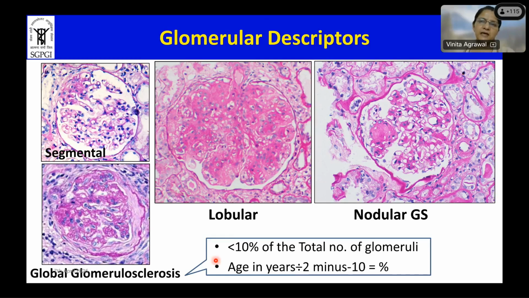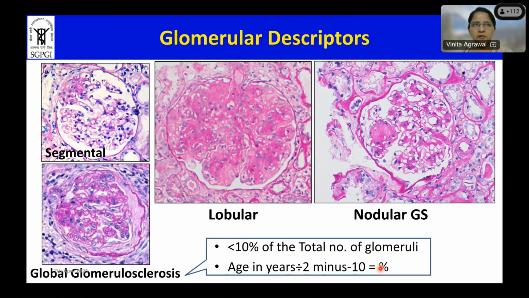So generally speaking, less than 10% of the total number of glomeruli should be sclerosed, or if the age is more, you can decide based on this. So for example, someone is 90 years old. So 90 divided by 2 will be 45, minus 10 will be 35. So it should not be more than 35% of the total number of glomeruli.